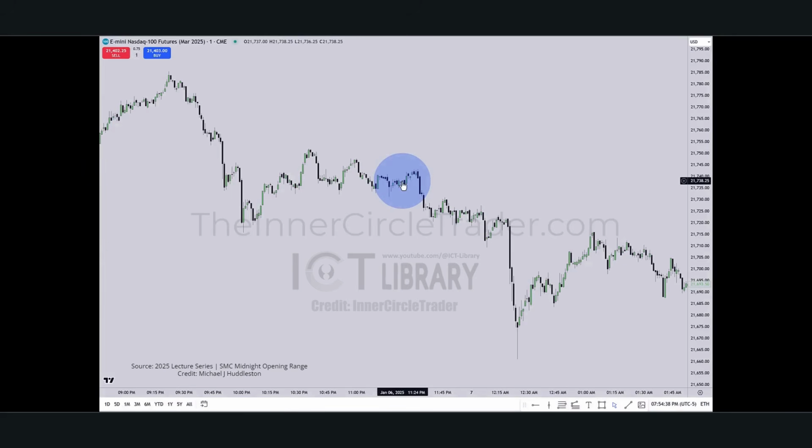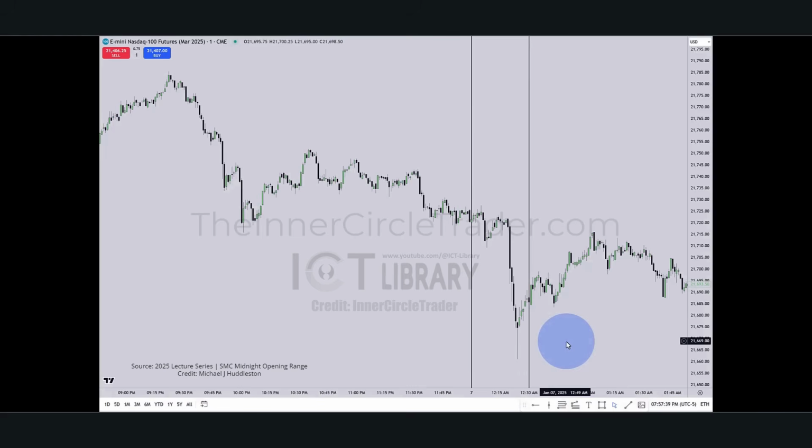This concept here that starts it all off, okay? So this is the midnight opening range. So at midnight, we have this beginning reference point. So that's the beginning, and this is the end at 12:30. So now all you have to do is find where is the opening candle at midnight, right here.